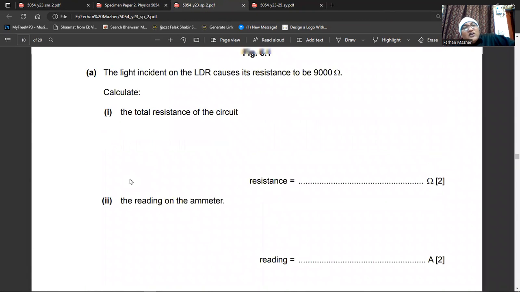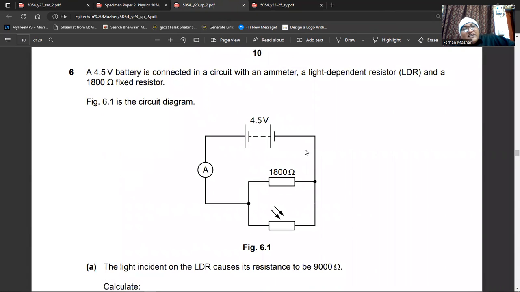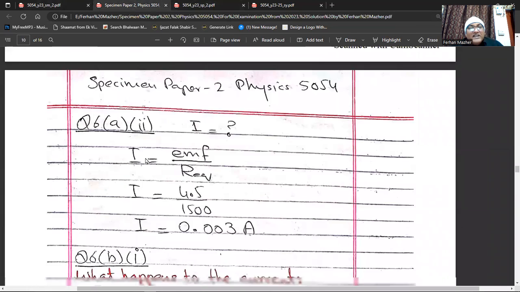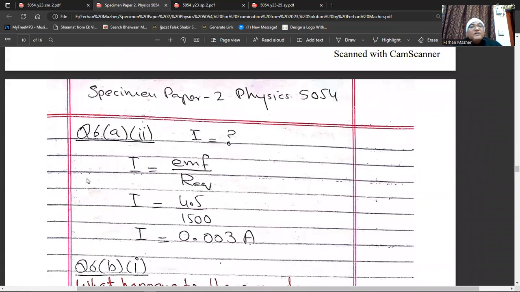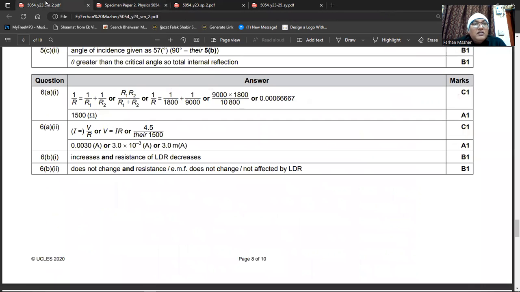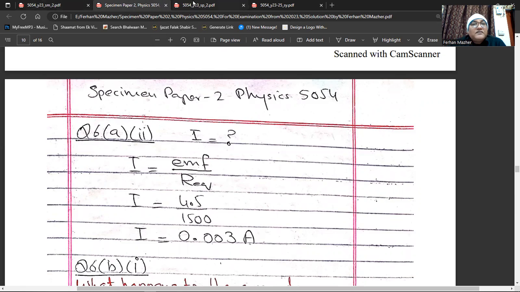They say the reading on the ammeter. So I know the resistance here and I know the EMF. So I want to find out how much current is coming from the battery. The formula is very simple. The current coming from the battery will be equal to the EMF divided by the R equivalent. The EMF is 4.5 and the R equivalent is 1500. So it will be 4.5 divided by 1500, that will be 0.003 ampere. 0.003 ampere is the right answer, sir.